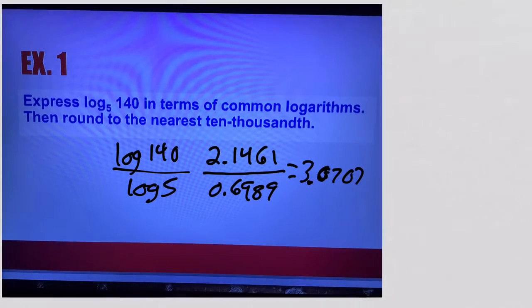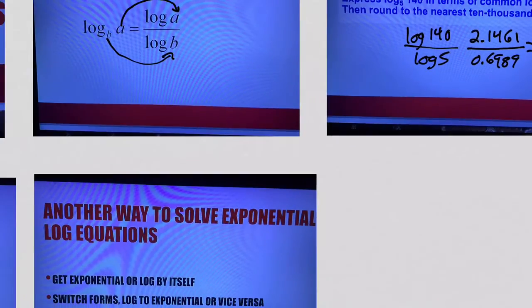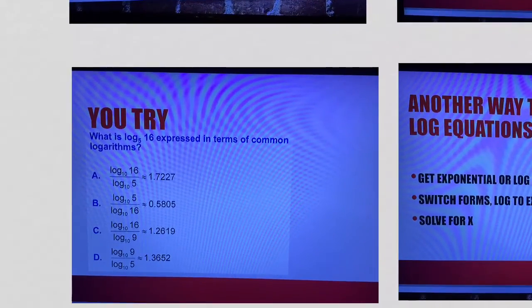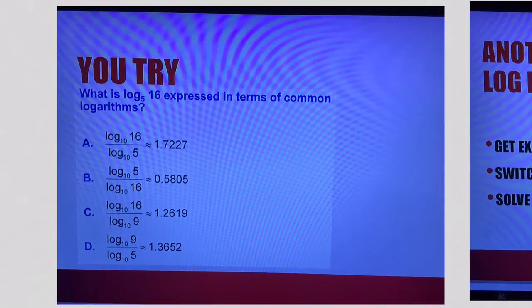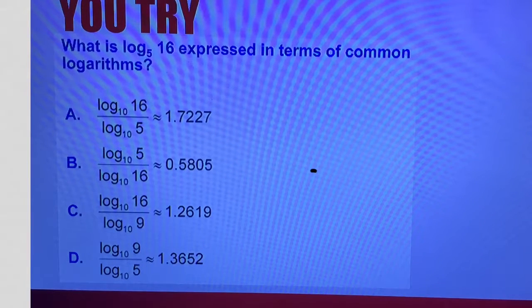So let's see if you guys can try this. I want you to see if you can find the log base 5 of 16, express it in terms of, or how you would divide it, and then give me the actual decimal.